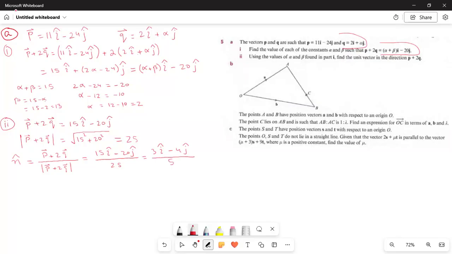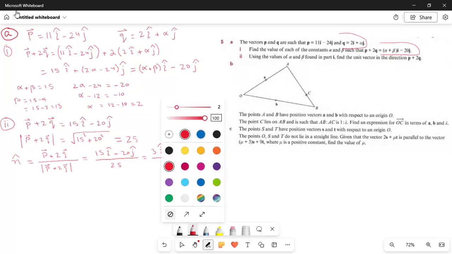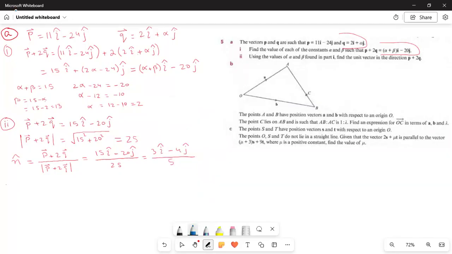Okay, let's do part B now. I will change the color. Part B says we are given a triangle OAB. The points A and B have position vectors a and b with respect to the origin. So it's given that the OA vector is a and the OB vector is b.